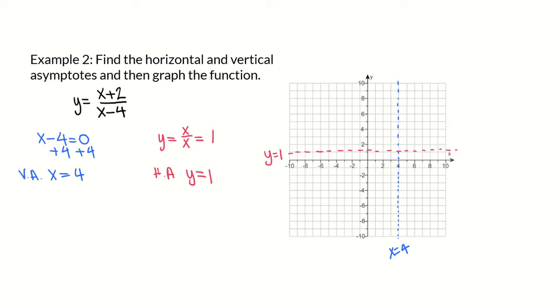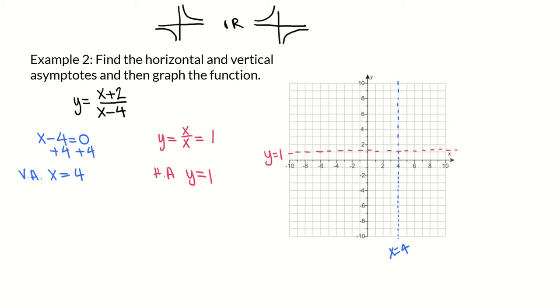So now to graph the function. A rational function normally has two pieces, so it looks like this, or like this. So to figure out what the rest of this graph looks like, if we plug in a couple of points, we could determine what happens with the rest of the graph.